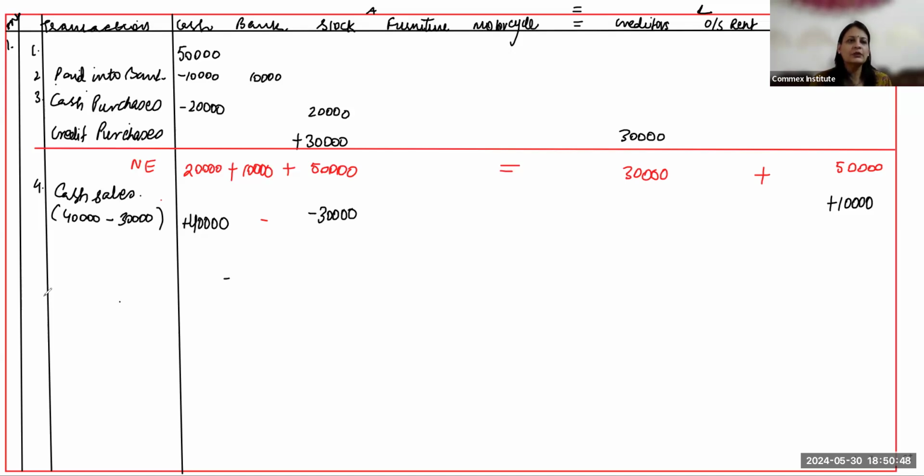Now I'm drawing the new equation. If in a transaction you have impacts on 2, 3 items, then it's better to draw the new equation there. Otherwise, you can club it.